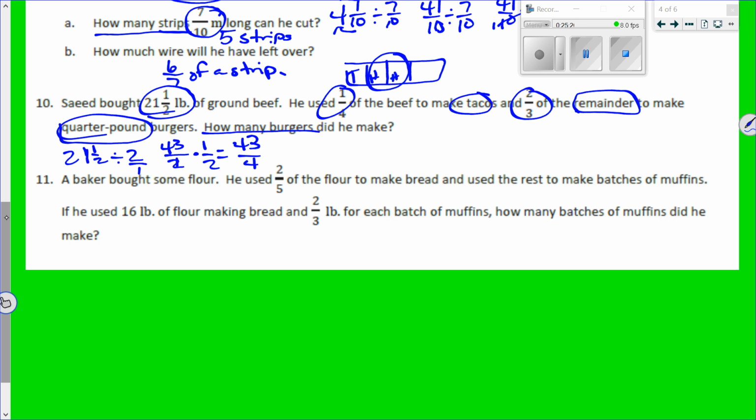What is he doing to the hamburger to make the patties? He's dividing it into quarter-pound burgers. So dividing this into quarter-pound burgers, yes? So 43 fourths, keep, change, times, flip, fourths becomes 4 over 1. 4 is reduced out, 43 times 1 is 43, 1 times 1 is 1. So he made 43 hamburgers.